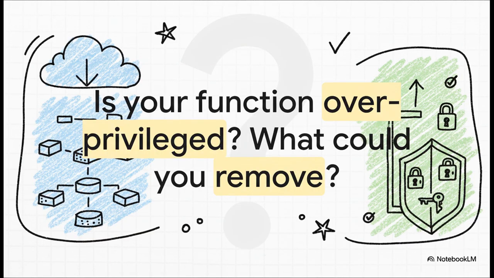So I'll leave you with a little challenge. Go look at one of your own Lambda functions. Is its execution role giving it way more power than it actually needs? I bet it is. What's just one permission you could probably remove right now to make it just a little bit more secure?